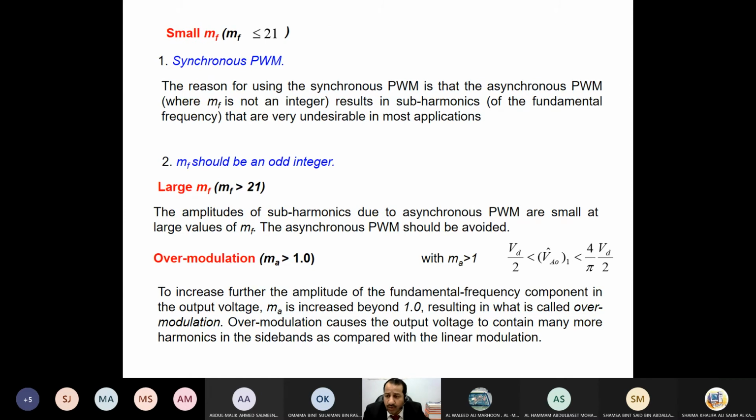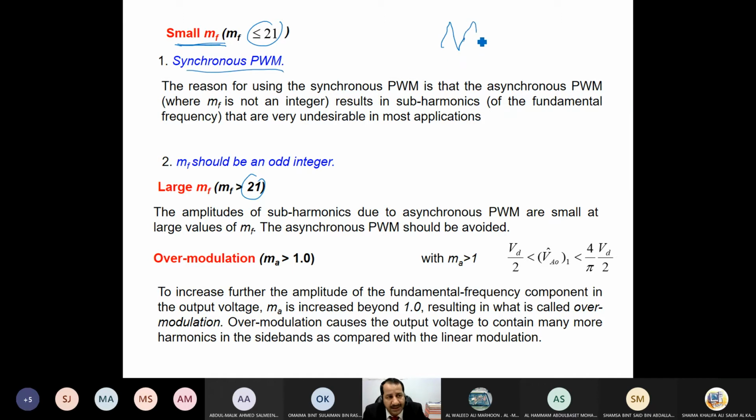Now, also a few points worth highlighting here. One of them is that the characteristics of your circuit are specified by MF and MA mainly. So if we deal with a small MF, you may say, okay, how small? Lower than 21, they call it small. Greater than 21, they call it large, right? Now, when we deal with a small MF, we need to synchronize the pulse width modulation.